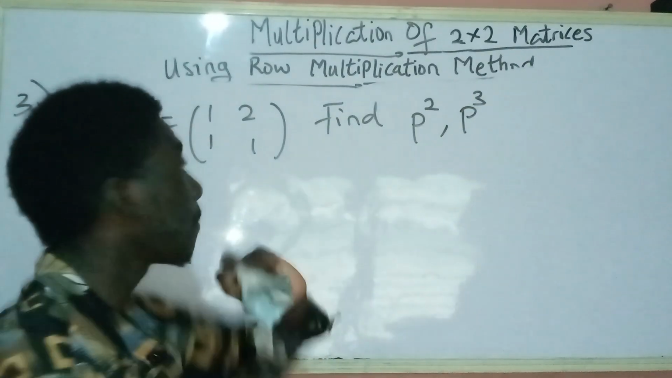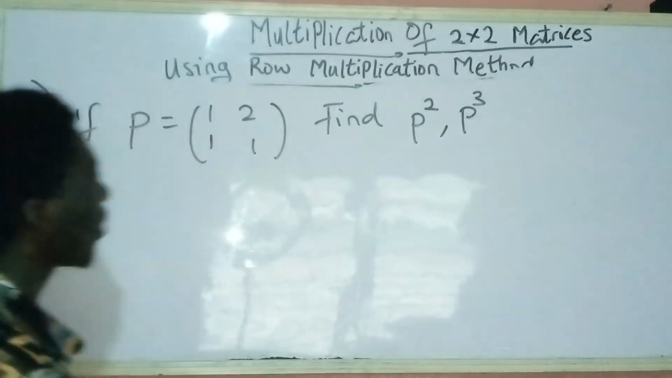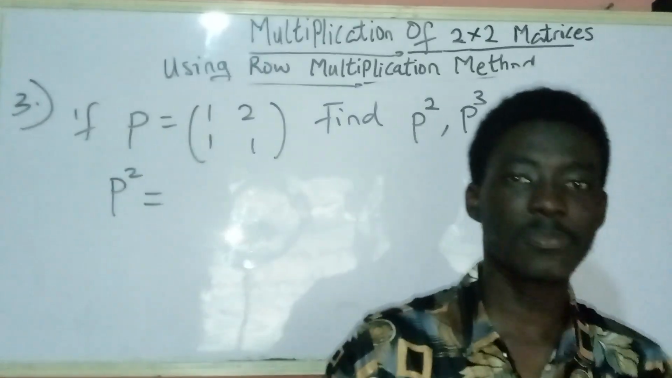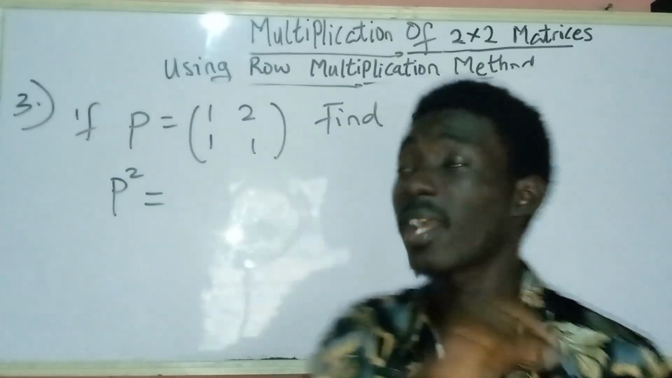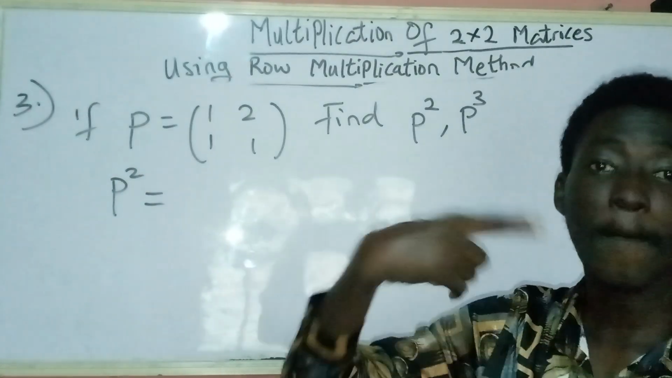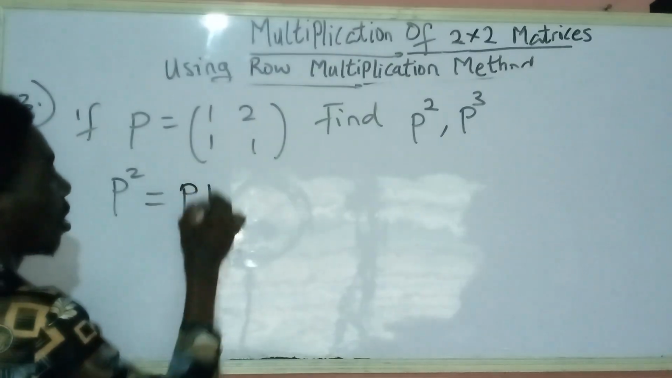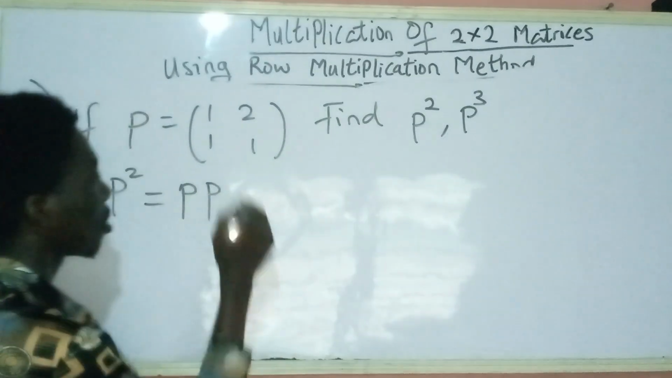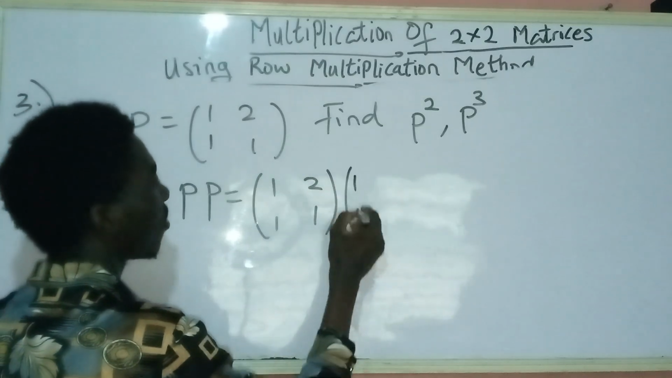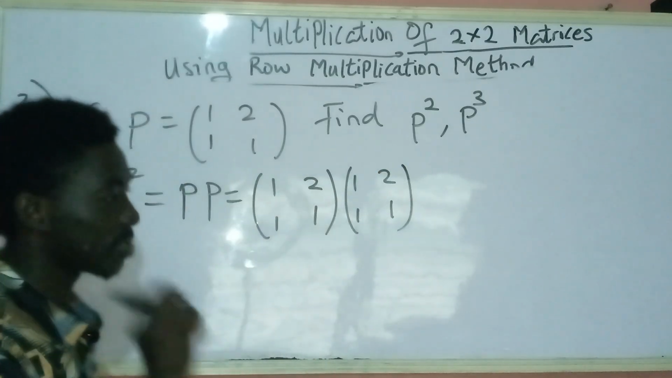Good. So we are asked to look for P squared and P cubed. How do we find P squared? P squared, we know from mathematics what we call indices. Whenever you have something raised to power 2, it means that stuff multiplied by itself. So P raised to power 2 also means P multiplied by P. So therefore, that means it will be [1, 1; 2, 1] times [1, 1; 2, 1].